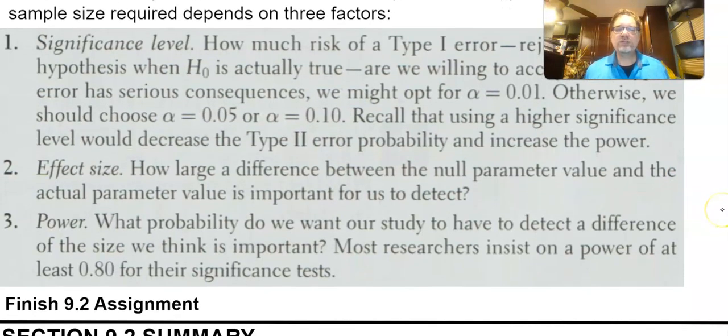Effect size: how large a difference between the null parameter value and the actual parameter value is important for us to detect? What's the space between what we think should happen and what is actually going to happen? And what probability do we want our study to have to detect a difference of the size we think is important? Most researchers insist on a power of at least 0.8 for significance tests.